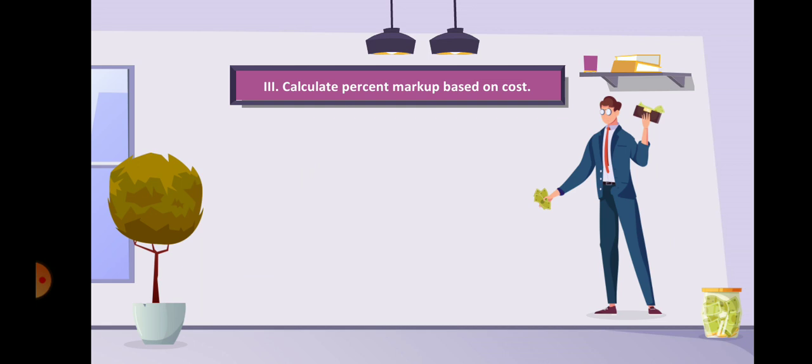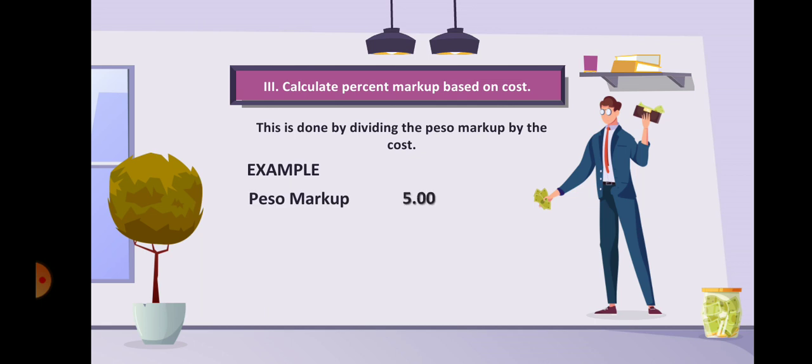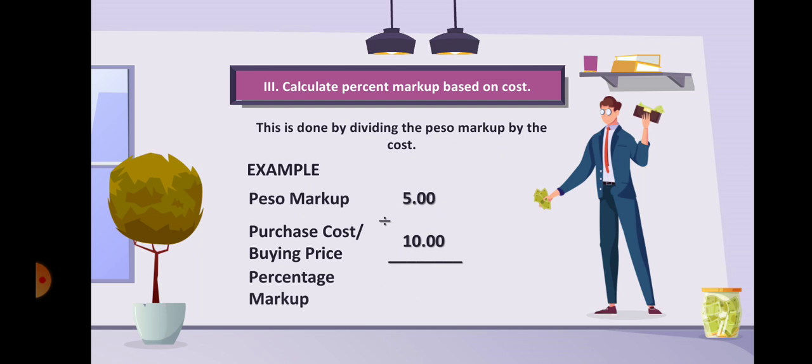Okay, so the third step is calculate percent markup based on cost. This is done by dividing the peso markup by the cost. Example, peso markup is 5 pesos. Divide it by your purchase cost or buying price, which is 10 pesos. Okay, so the percentage markup is 0.5 or 50%.